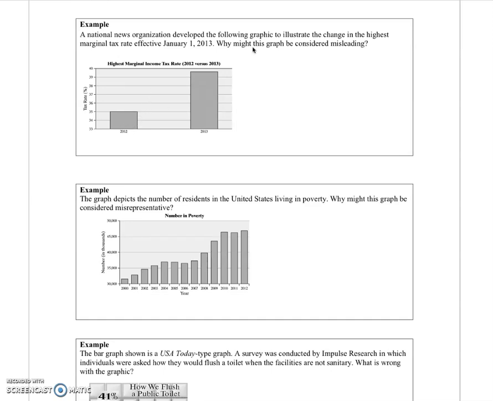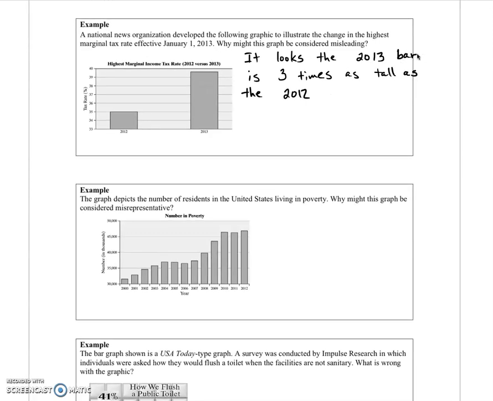Well, if we look at it, it looks like the 2013 bar is about 3 times as tall as the 2012 bar. Why is that problematic? Well, let's look at the actual percentages they represent.